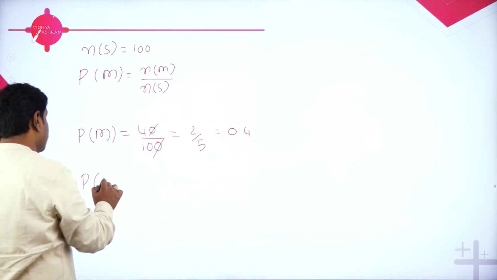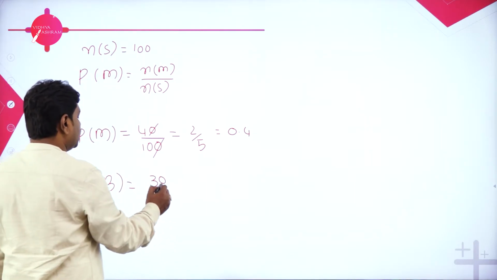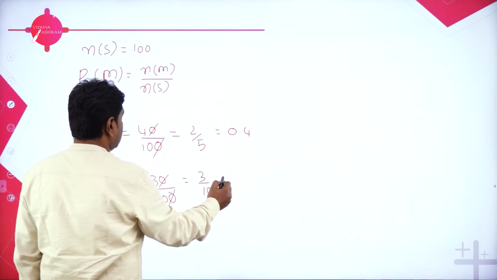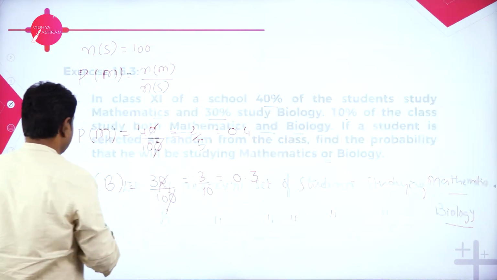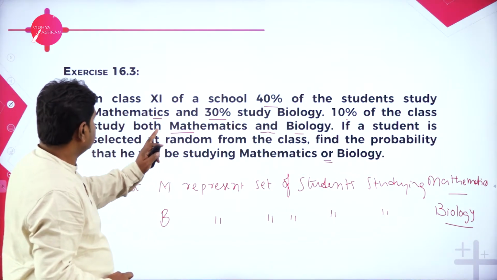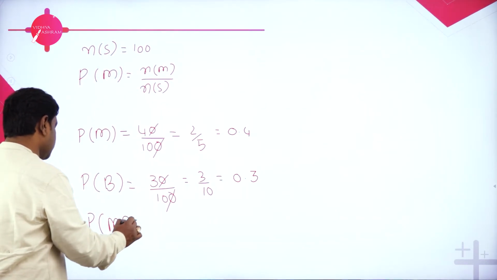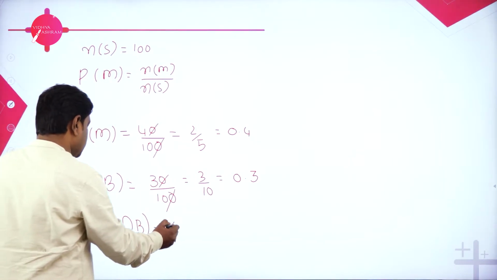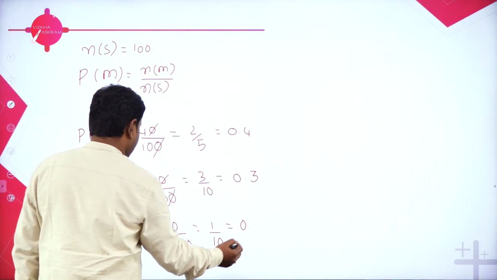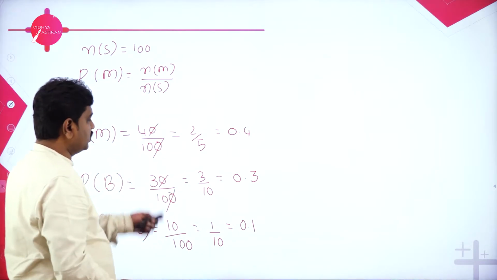And probability of students opting for biology, that also they gave in percentage, 30% study biology, 30 out of 100. So that is 3 by 10 you can write, or 0.3. They have also mentioned that 10% study both. Both means what? M intersection B. So studying both, 10 out of 100, that is 1 by 10 you can write, or you can say 0.1. So these are the probabilities they give.